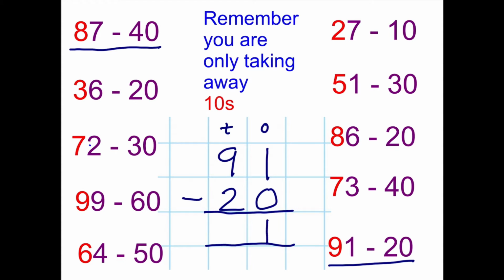9 take away 2. So 9 tens take away 2 tens. So get 9 fingers up, 9 ten sticks. Get rid of 2 of them and you should have 7 fingers left. So that's 71. So I want you to have a go at writing these in your book in columns. Even if you can't do the answers, just practice putting them in the squares with the big number on top and the smaller number underneath.